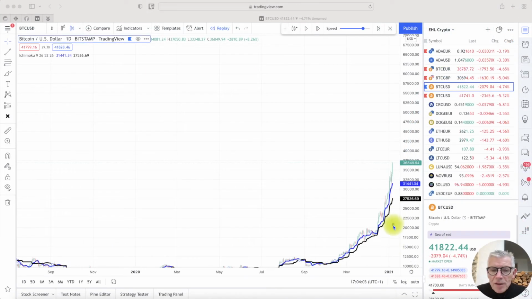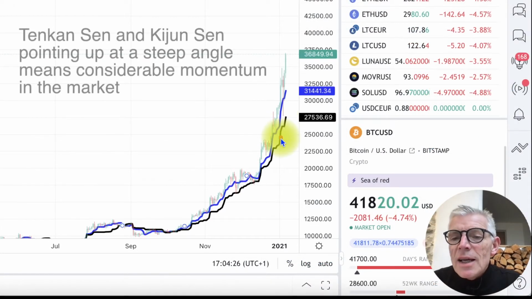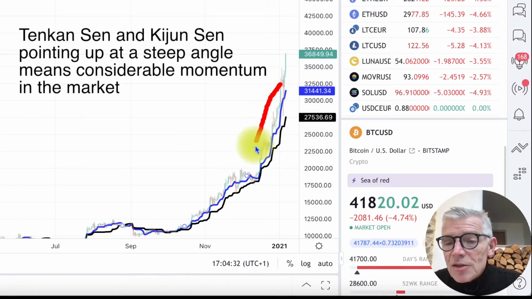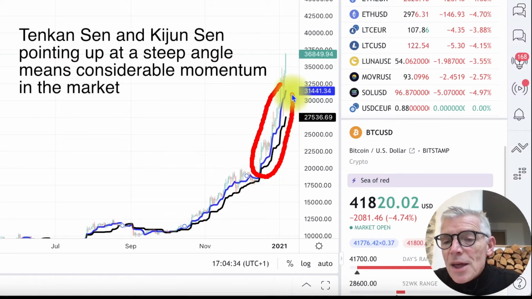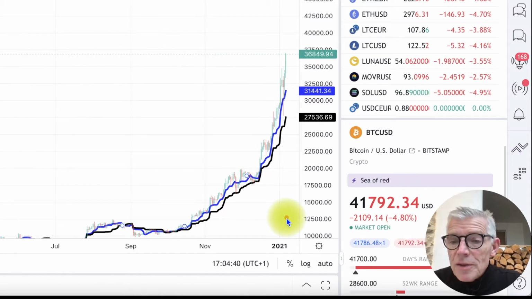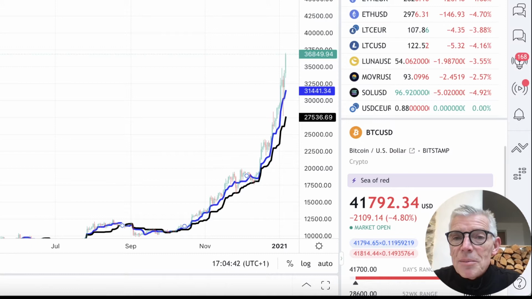Okay, so what we have here, this is all the way back from about July 2020. Price moved sideways, and then you can see here from November 2020, it really started taking off. And the reason why I can see why momentum is high is that both Tenkan Sen and Kijun Sen are pointing up quite steeply. So this is a very good sign that the market moving up is really quite strong. So let's continue the video and see what is going to happen going forward.